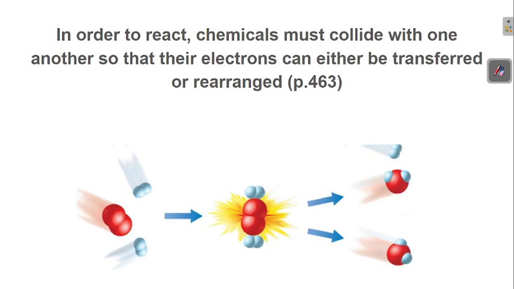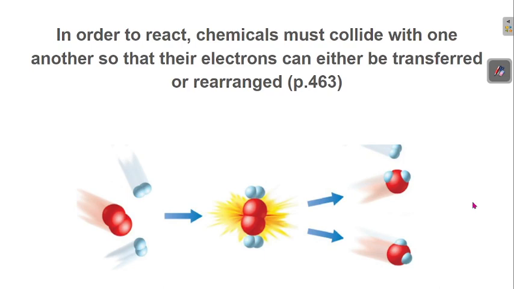In order to react, chemicals must collide with one another so that their electrons can either be transferred or rearranged. This is on page 462 in your textbook, and this should make sense to you. You already know about some reactions between metals and non-metals. One takes, the other one gives away those electrons. If you have non-metals, they're going to be sharing. So it's all about those electrons.